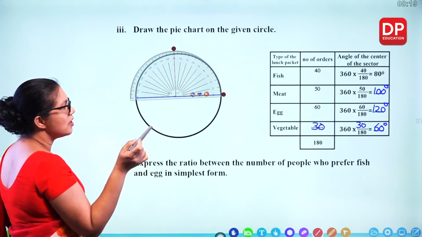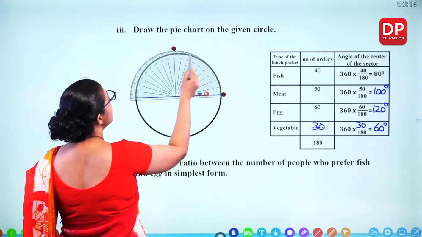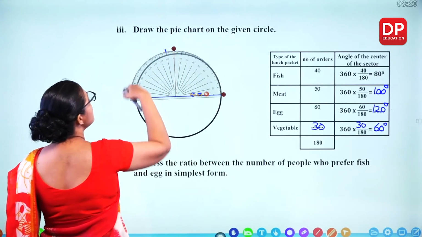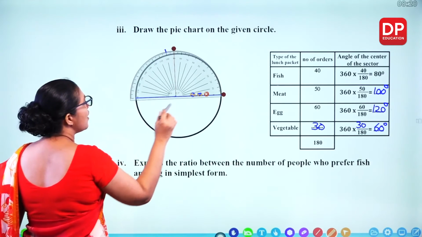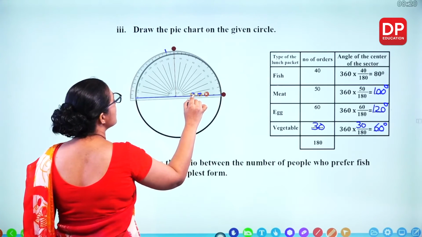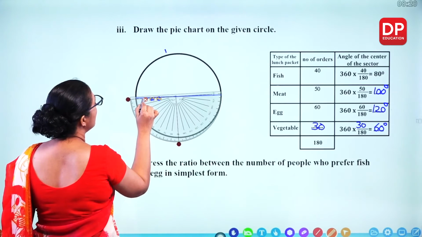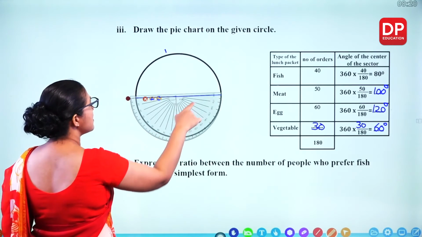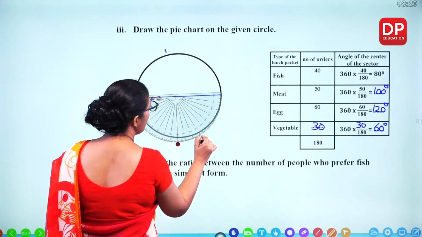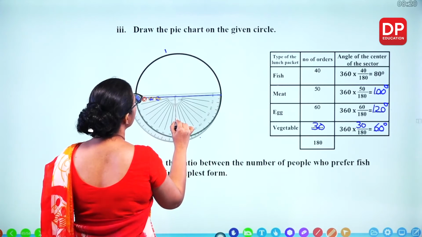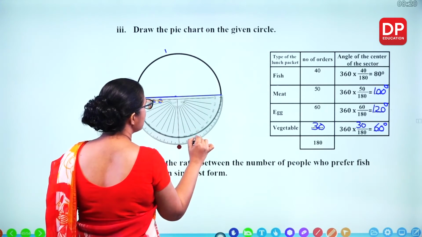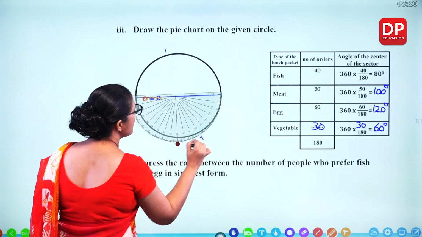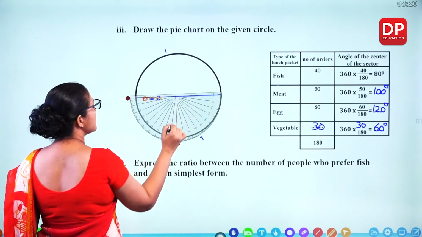Now you have to measure 80 and 100. So 100 this way. 100 this way means the other side is 80. Just one line. Now take this one to the other side. And you can mark 120 and 60. If this is 120 this way, the other side is 60.